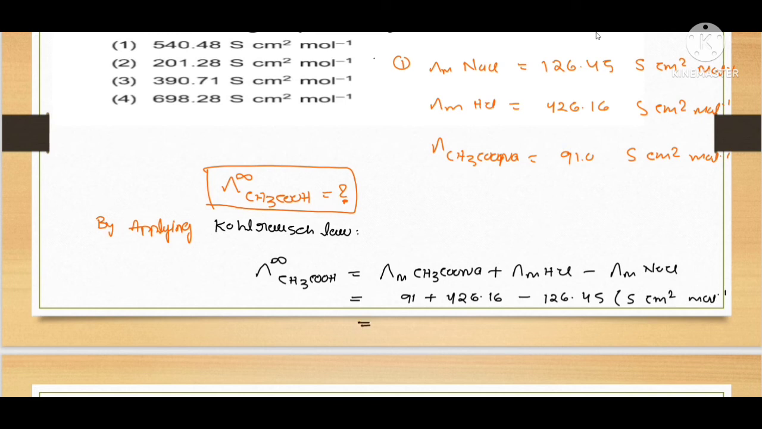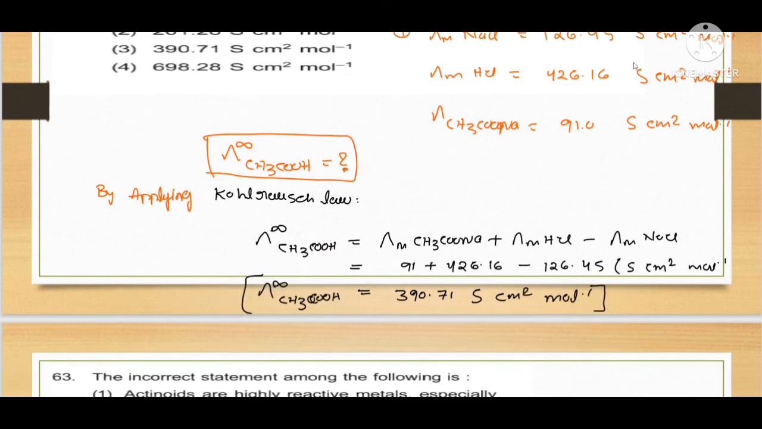By solving, you will get 390.71 Siemens centimeter square mole inverse. The molar conductivity of acetic acid at infinite dilution is equal to 390.71 Siemens centimeter square mole inverse. So our answer is option 3, which is the correct answer.